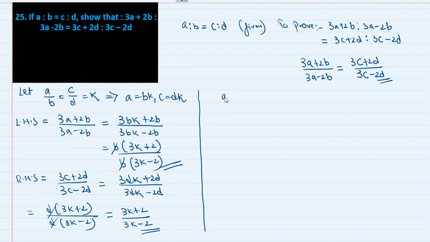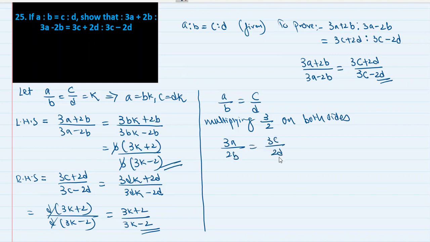Okay, so we know that A by B is equal to C by D. So I see a pattern over here. With A, 3 is multiplied, with C, 3 is multiplied, and with B and D, 2 is multiplied. So multiplying 3 by 2 on both sides, we get 3A by 2B is equal to 3C by 2D.